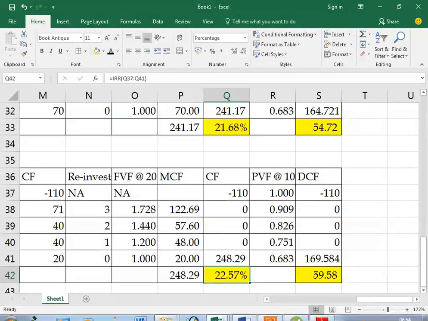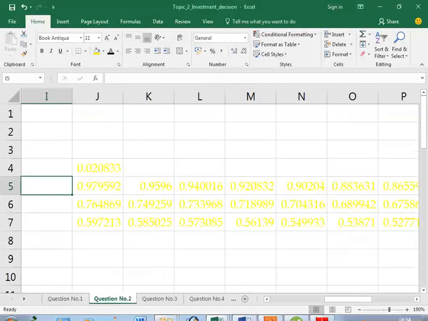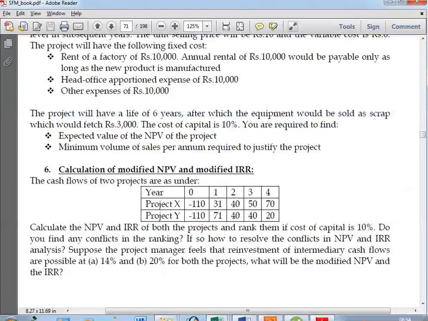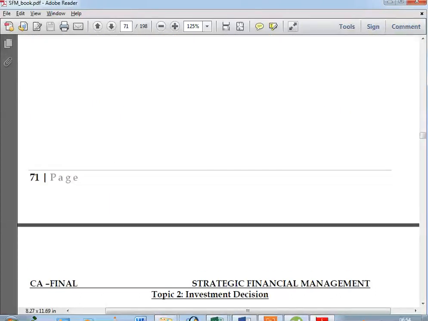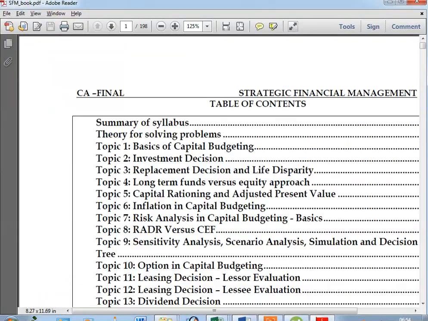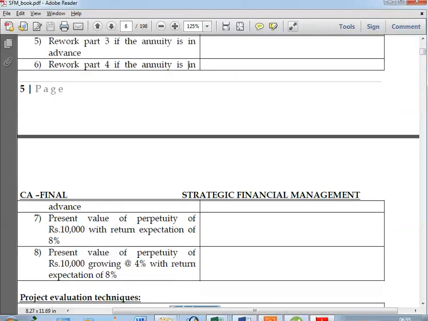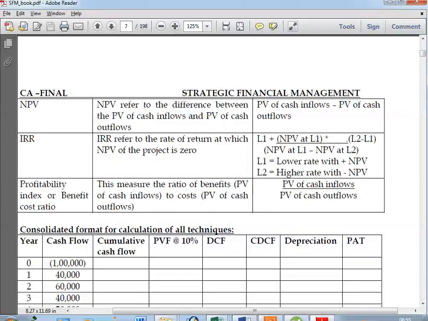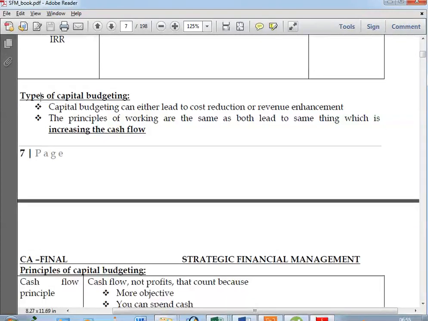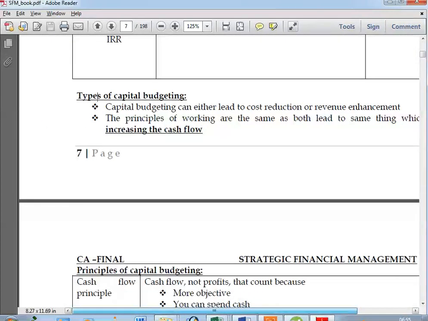Clear? Can we proceed? Now I'll take you through the entire rules which are there for a capital budgeting scenario. So till now I've just introduced to you what is capital budgeting and the 6 techniques. The focus was on topic 1. Topic 2 we are going to focus on investment decision. Further I'll explain the rules which are there. So we had covered all of this in the last class. Meaning and importance, time value of money, project evaluation techniques is done. Now I'll talk about the principles of capital budgeting.